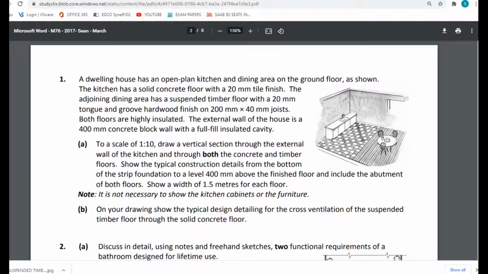And then part B of the question is we have to show how we get ventilation to the timber floor, because the timber floor will rot if we don't get ventilation into it.